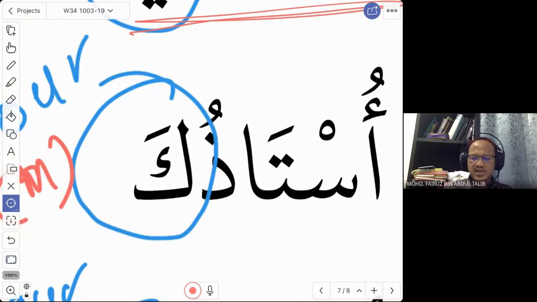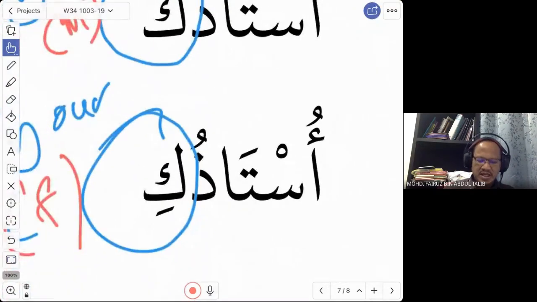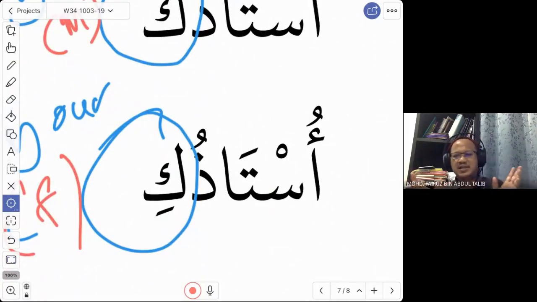The second word, ustazuka. So what is the meaning of ustazuka? Your ustaz. Good. So this is now your teacher, your ustaz. As you can see, both words are connected together to form one single word, ustazuka. That is why it is called the domir muttasil. The same goes for ustazuki. Two words, ustaz and ki, but we write them as if they are a single word, ustazuki. So this is what they call the domir muttasil.